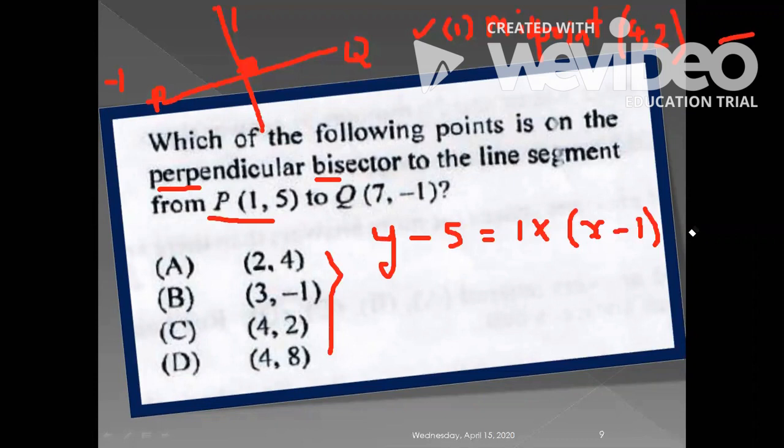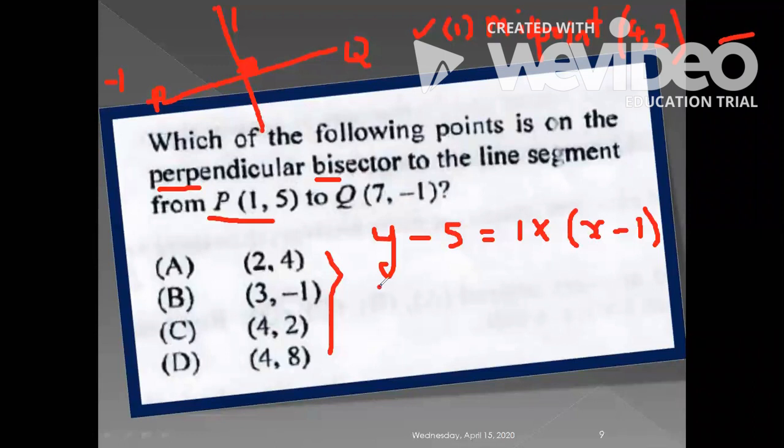So I'm assuming that we're at the second line in this. What am I trying to do again? I'm trying to find the equation of the perpendicular bisector. And when I have the equation of the perpendicular bisector, I'm going to determine which of these points actually lie on it.